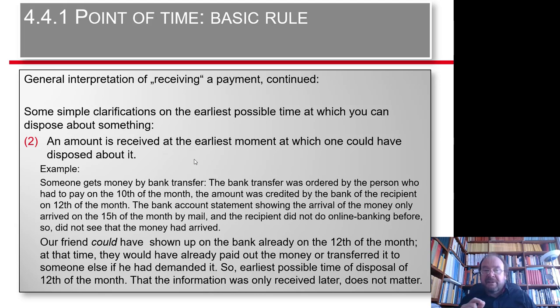Now, clear fact, you could have received the money and disposed of it on the 12th already. Had you gone to the bank on the 12th, you could have seen the money is there, you could have spent it. So the time when you received it was on the 12th of the month and not later.